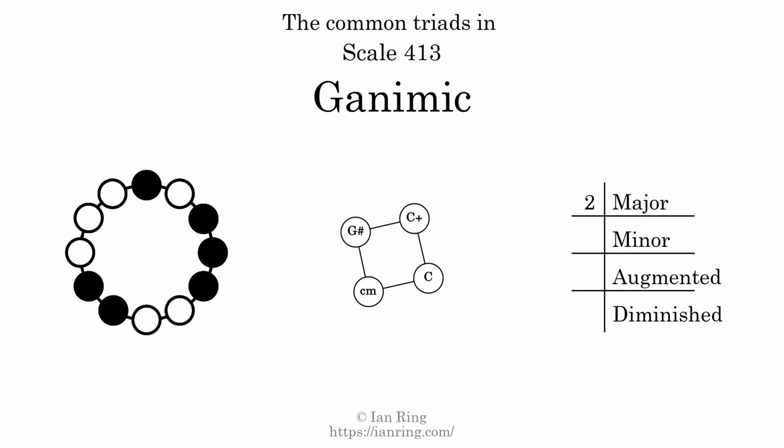There are 2 major triads. There is one minor triad. There is one augmented triad. There are no diminished triads. Here is a Hamiltonian path of parsimonious voice leading that uses all the triads.